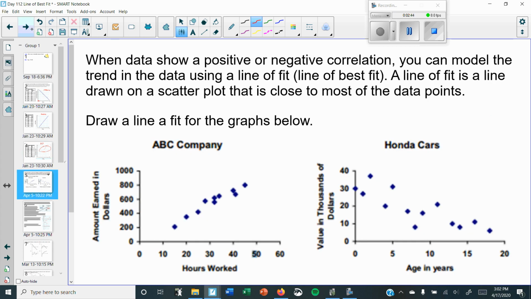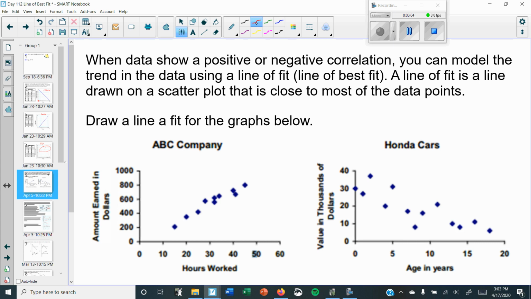Okay, so today's lesson gets a little bit more in depth on what a best fit line is. I know I brought it up in the last video, but now we go a little bit more in depth than just positive and negative. Now there could be strong positive or weak positive correlations.